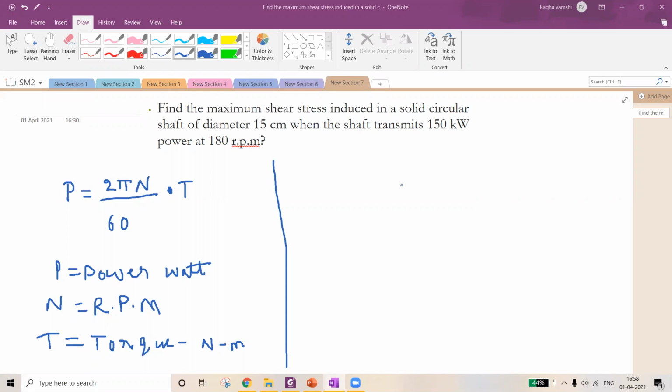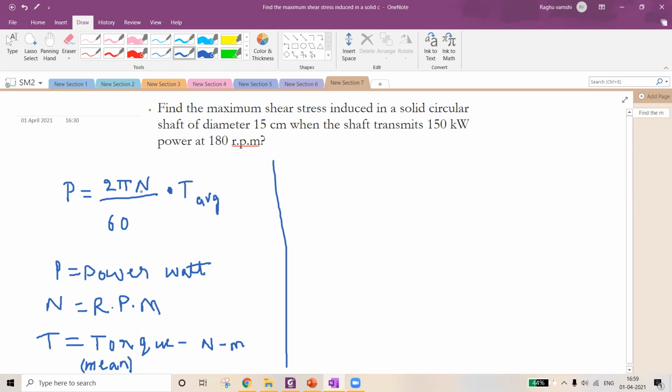Basically, power is equal to 2 pi N T by 60. Here torque is in Newton meter. This is the mean torque or average torque, not the maximum one, it is the average one.